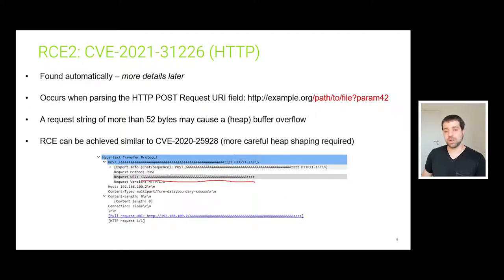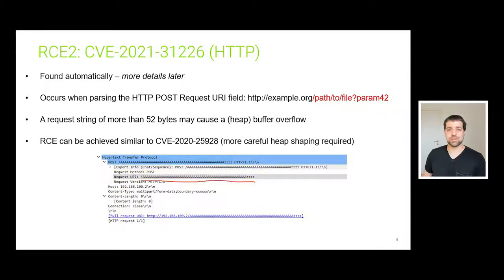And the second vulnerability is another remote code execution, which was found automatically, which we'll get into in more detail later, how it was found exactly. But just to understand the vulnerability, basically it's another pretty classic vulnerability. It's a heap overflow when you're using the HTTP server and the attacker sends a POST request with a very long URI. Specifically the part after the host name, if it's very long, as we can see in this packet capture here, more than 52 bytes, it will cause a buffer overflow.